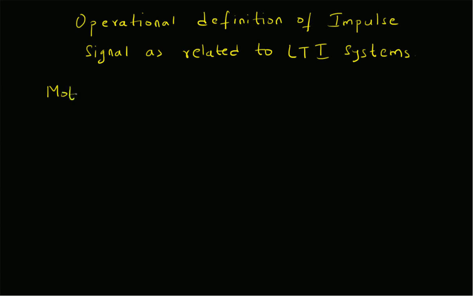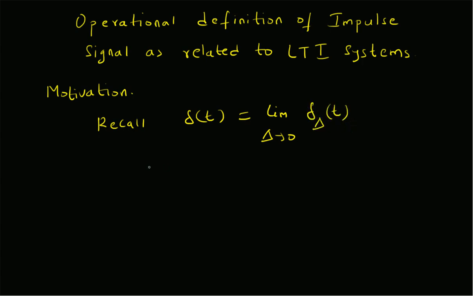Recall that in a previous video we discussed that an impulse signal can be approximated by a rectangular pulse. That is, delta of t can be approximated by a rectangular pulse and it becomes the impulse signal in the limit, as delta tends to 0. Here the rectangular pulse is defined as 1 by delta when t is between 0 and delta, and 0 elsewhere. So this is the definition given previously for an impulse signal, or at least its relation to the rectangular pulse.